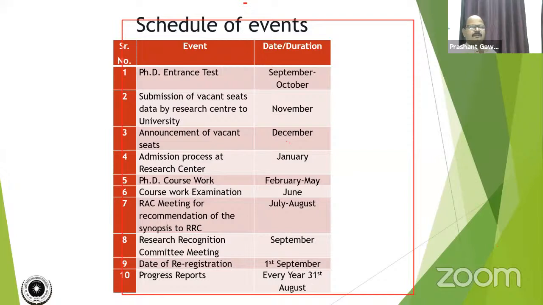Each and every university should prepare the calendar of events. That is the entrance test. Now there may be a change in the PhD entrance test, because that test is only conducted during July and December, twice in a year. That is NET.